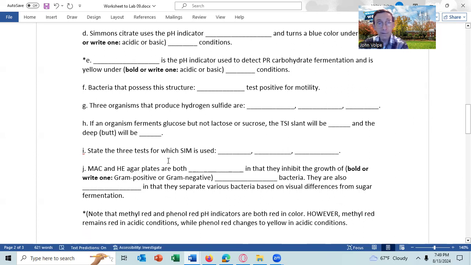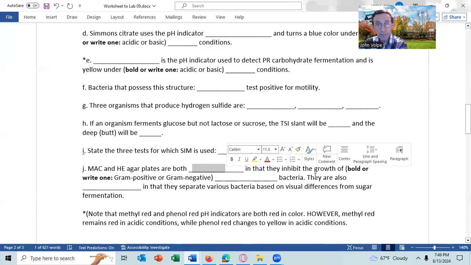State the three tests for which SIM is used: 1, 2, 3. 2J, MAC and HE agar plates are both what, in that they inhibit the growth of, circle one, gram-positive or gram-negative bacteria. And they're also what, in that they separate various bacteria based on visual differences from sugar fermentation. Any questions about 2J?